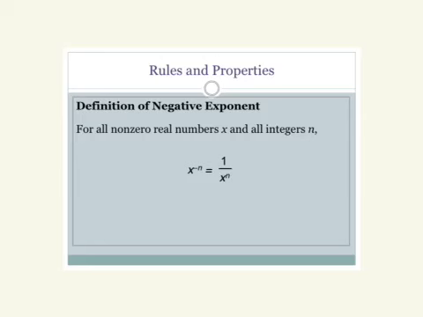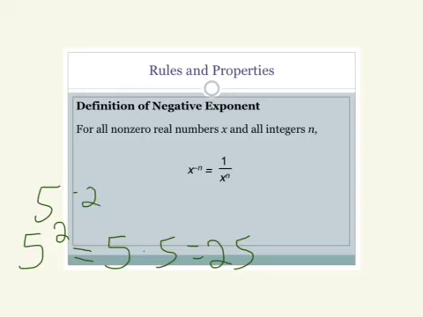Now let's review a basic exponent, a basic power, such as 5 squared. 5 squared, we know, equals 5 times 5. The exponent of 2 tells us to multiply the base 5 2 times. So 5 times 5 is equal to 25. Now, what do you think 5 to the negative second power is going to be?